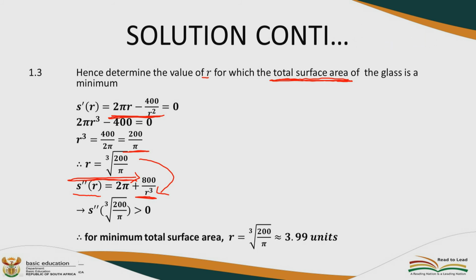So therefore you can conclude that for minimum total surface area, r equals the cube root of 200 over pi, which is approximately 3.99 units.